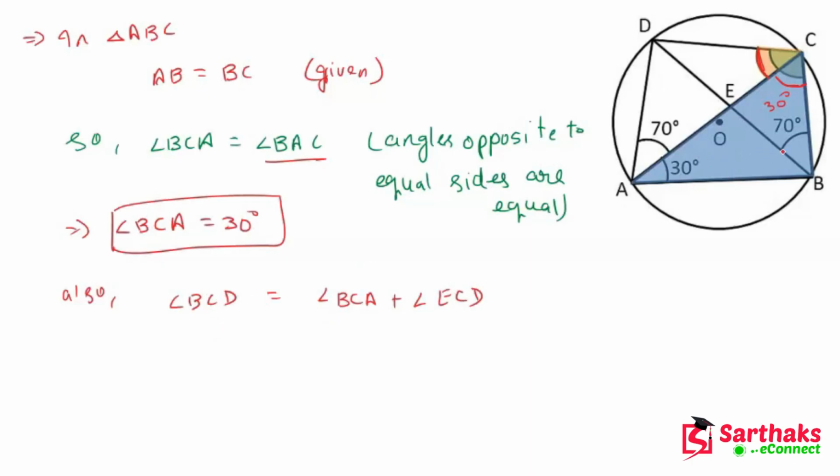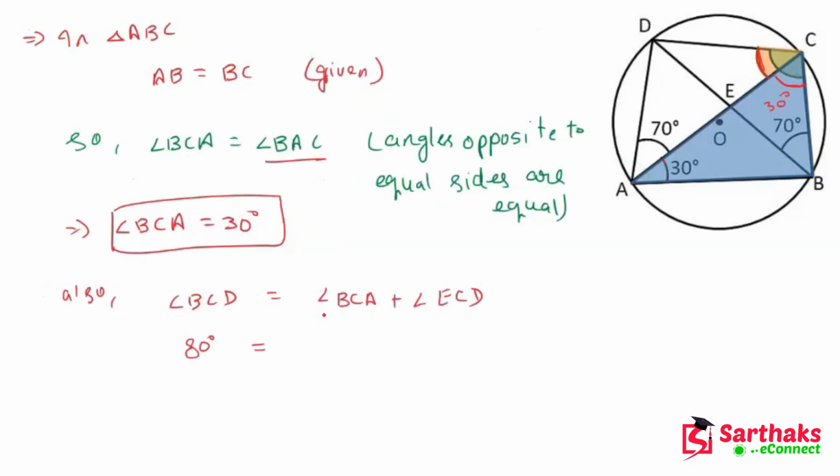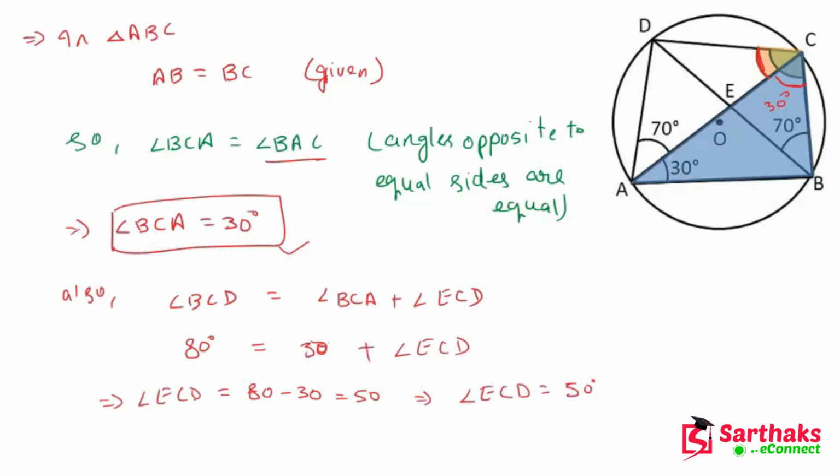So what is angle BCD? Angle BCD is 80 degrees. And angle BCA is 30 degrees. So 80 equals 30 plus angle ECD, which we have to find. So angle ECD is equal to 80 minus 30, which gives 50 degrees. I hope, my dear friend, you understand these things. So this is our answer to this question.